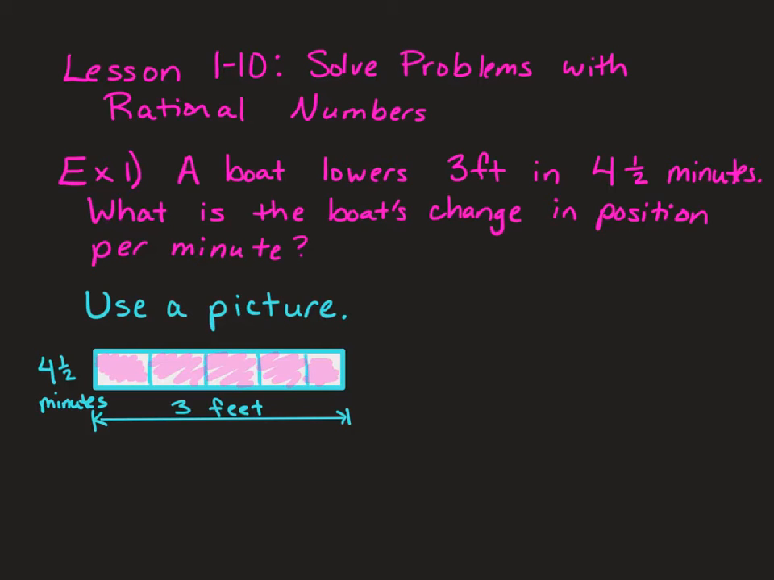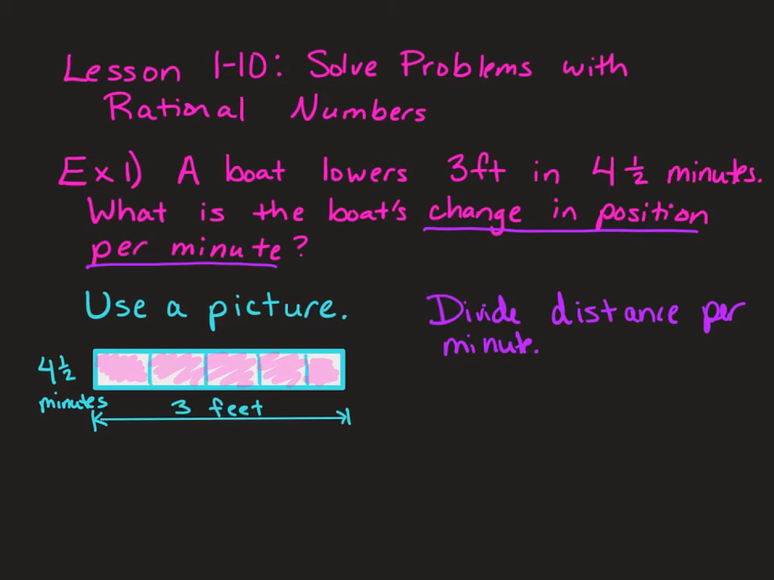We could also decide what operation we might use to figure out this problem. We're trying to find out what the change in position is per minute. So we need to know what amount of feet this boat is lowering for each minute. So we could simply divide the distance per minute. And this is pretty common. If it has something like per, we're looking at the change in position or the distance per minute. So it's a division problem.